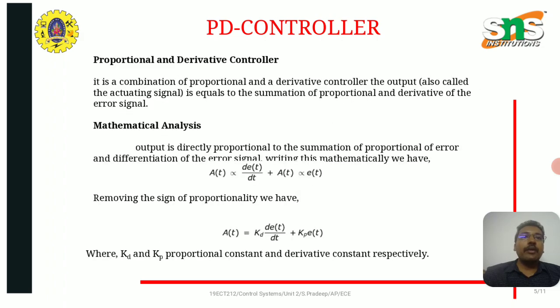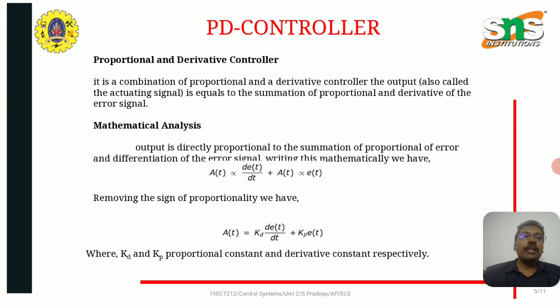Proportional and derivative controller. It is a combination of a proportional and a derivative controller. The output is equal to the summation of proportional and derivative of the error signal. The mathematical analysis of PD controller. In this, the output is directly proportional to the summation of proportional of error and differentiation of the error signal.